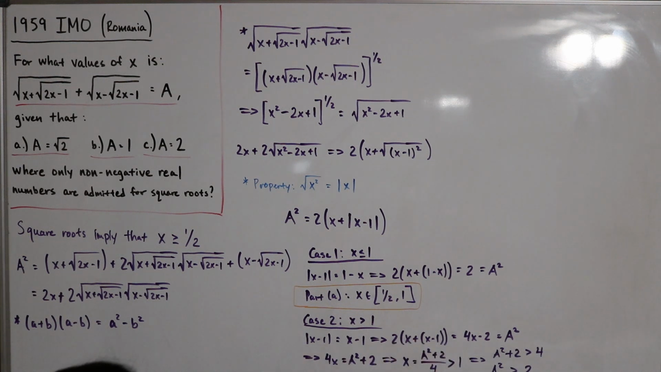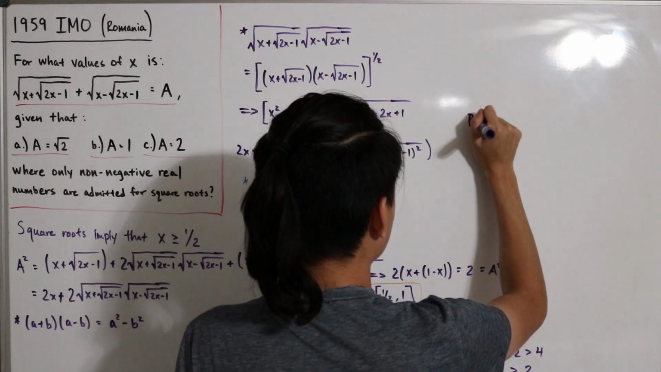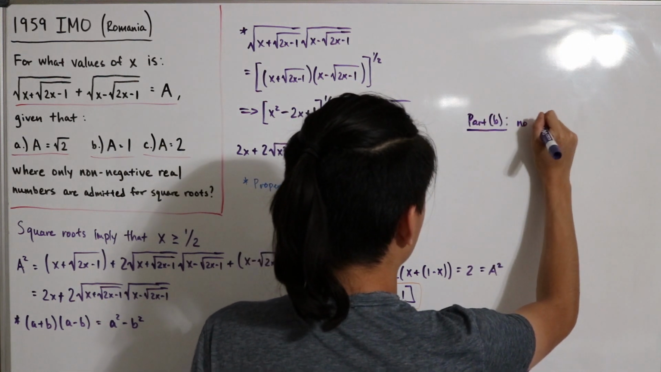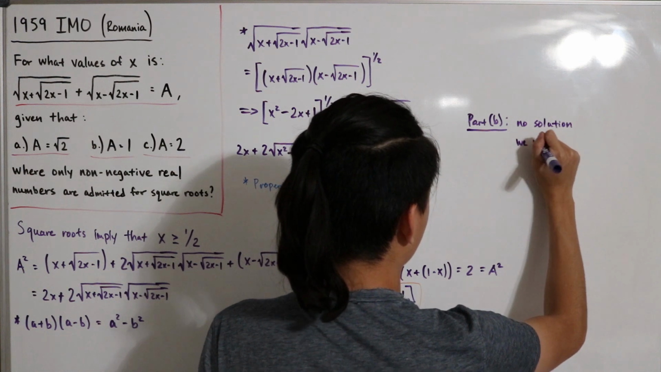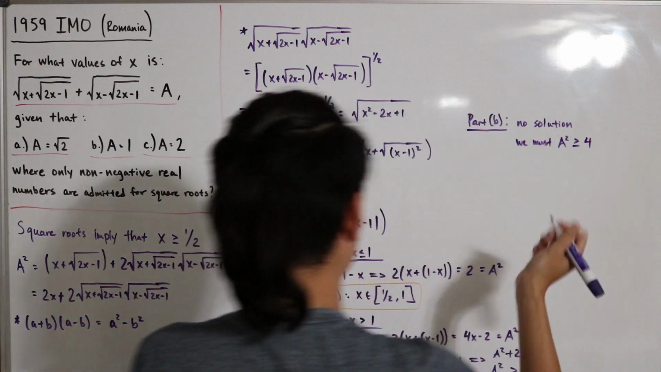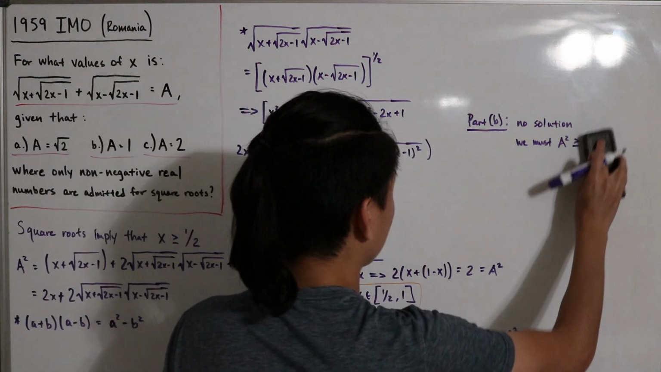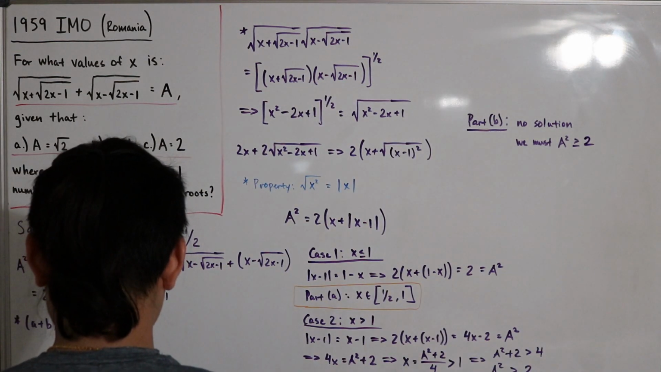And so part B, I'm just gonna write over here. That means part B is that there are no solutions that satisfy the following, since we must have a squared be strictly greater than, or excuse me, greater than 2. Sorry about that.